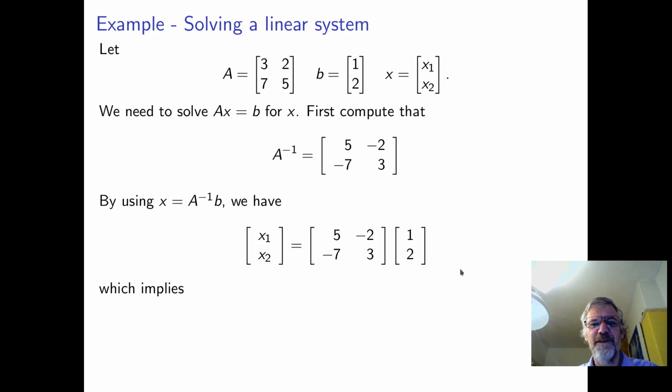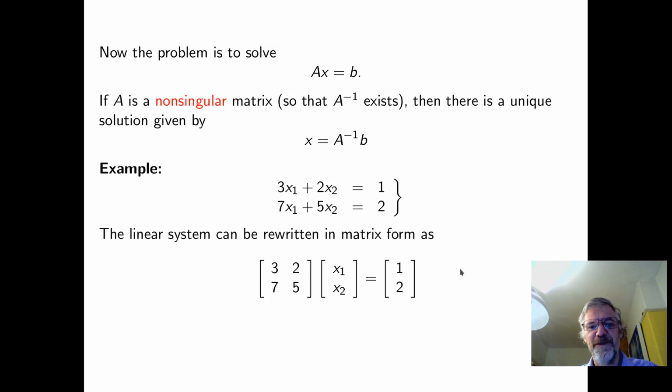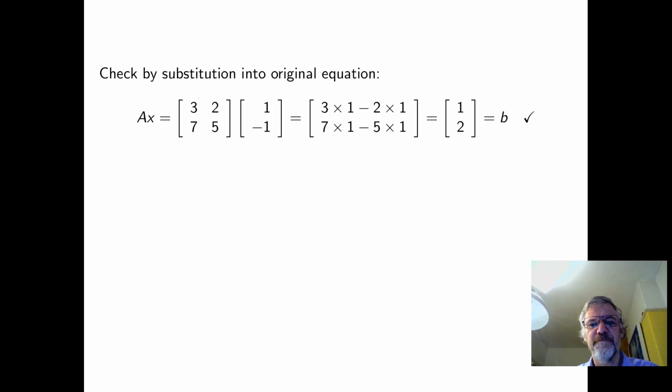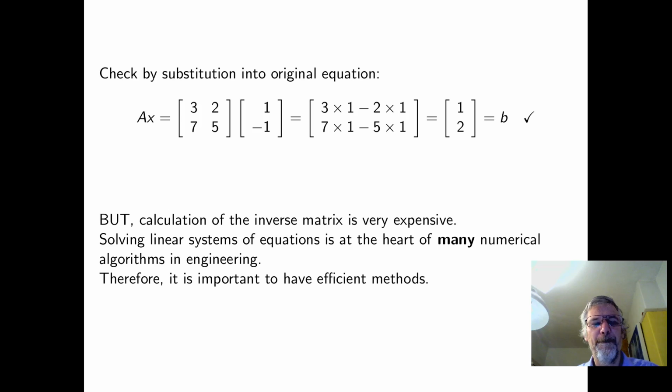Once you've got that answer, you should substitute it back into the original equations. Of course, 3 minus 2 is 1, and so on. So it's quick to put it back in and check that it works. So there you go. Ax is equal to 1, 2, which is b.